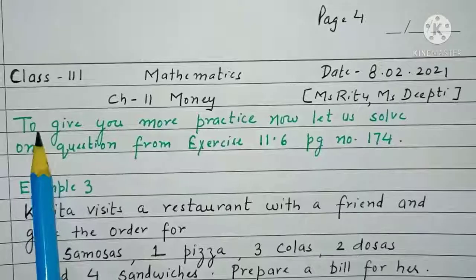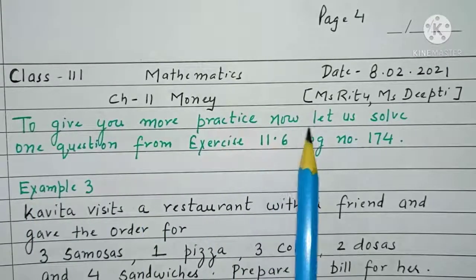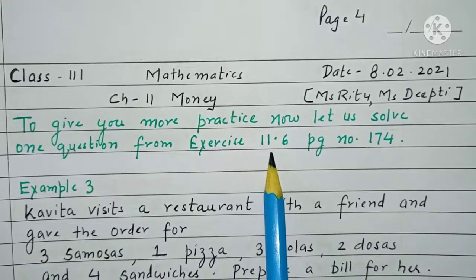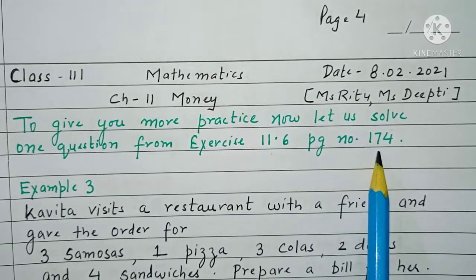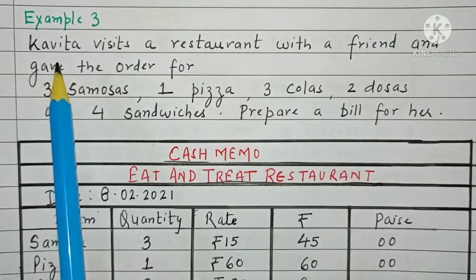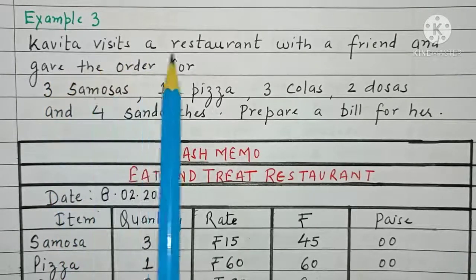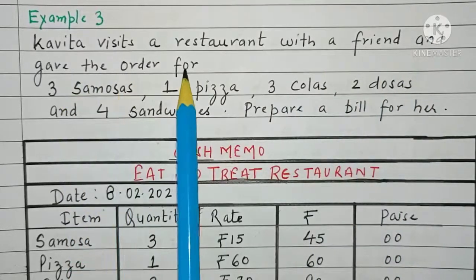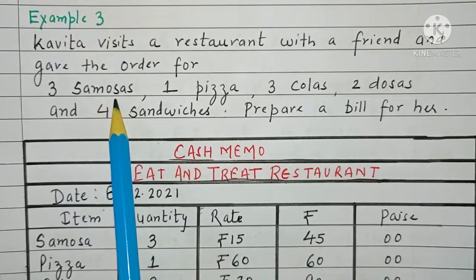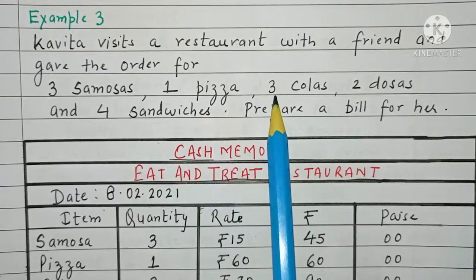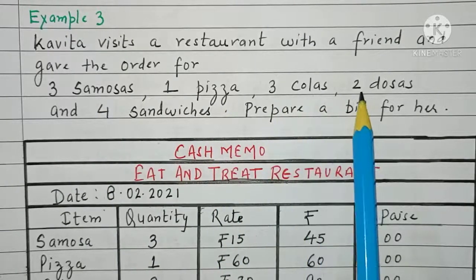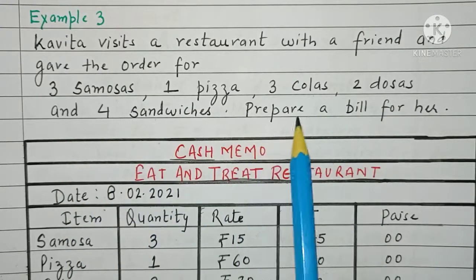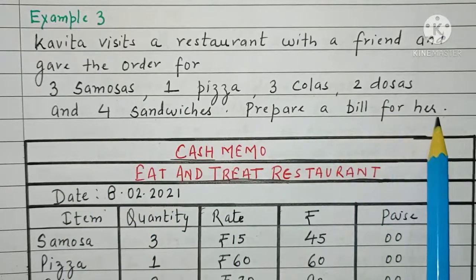To give you more practice now, let us solve one question from exercise 11.6, page number 174. Kavita visits a restaurant with a friend and gave the order for 3 samosas, 1 pizza, 3 colas, 2 dosas and 4 sandwiches. Prepare a bill for her.